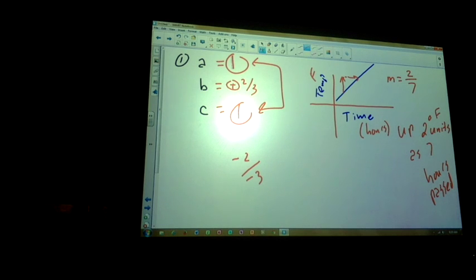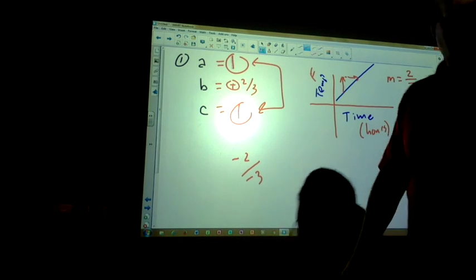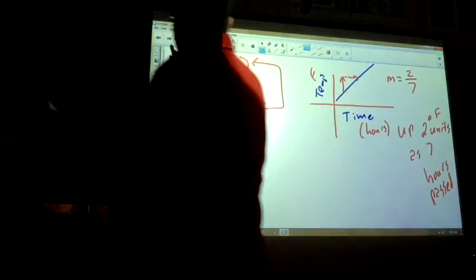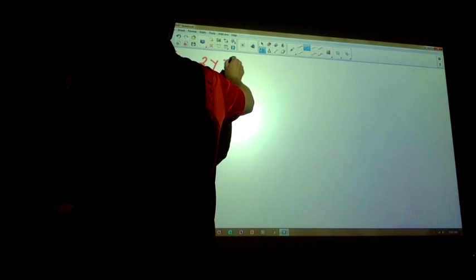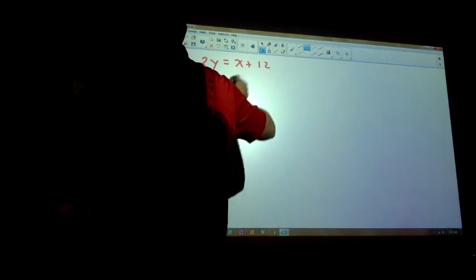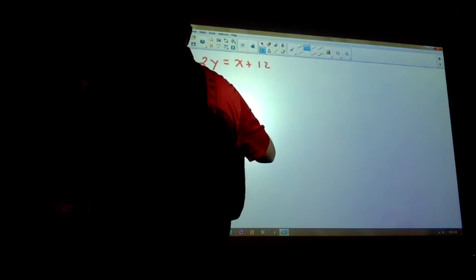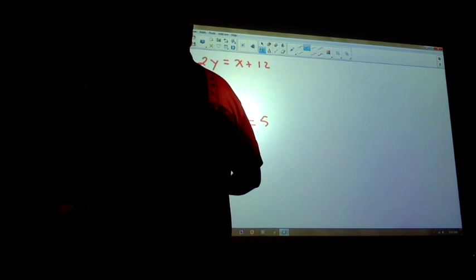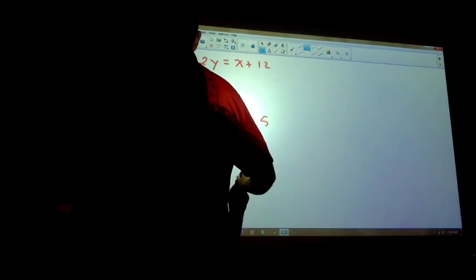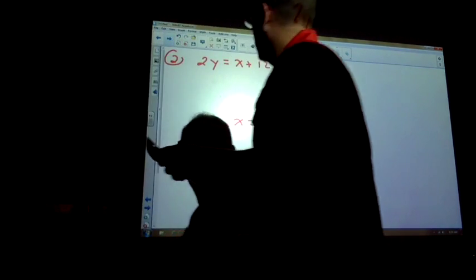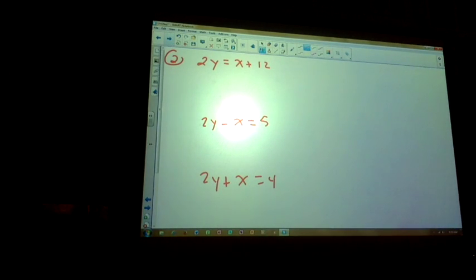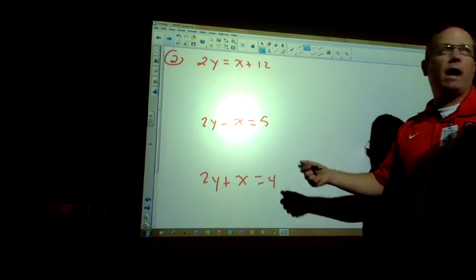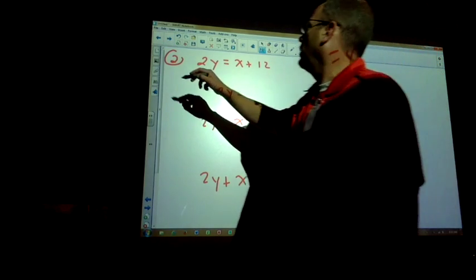All right, number 2. Help me out on number 2. We have this, we have this, and we have this. Do we know the slope of any of these? At this point, do I? No. What do I have to do? Solve for y.